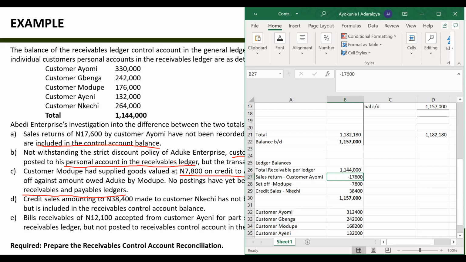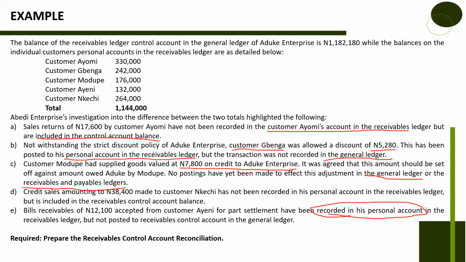Now let's look at the second item. Notwithstanding the strict policy of Aduke Enterprise, customer Gbenga was allowed a discount of 5,280. When you give a customer a discount, it reduces the amount they are owing you. So that one is sorted. We know that this reduces the amount the customer is owing now. This has been posted to his personal receivable ledger.